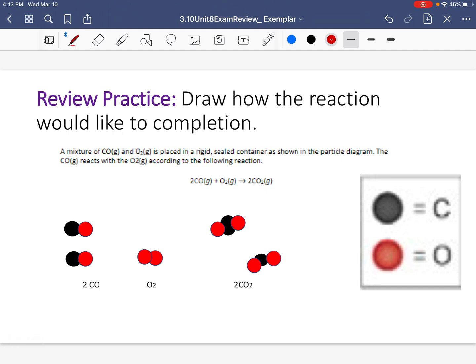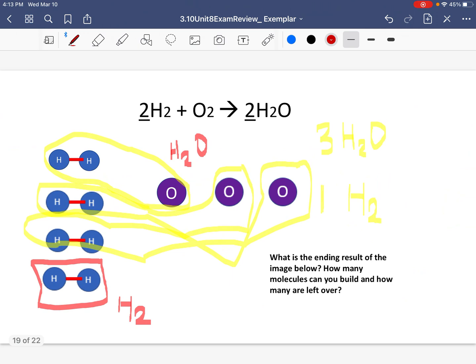For this next one is just drawing. Remember, this number, your coefficient, tells you how many molecules. And the O2 tells you how many elements. So I have 2 oxygen. There's only 1 molecule, as you can see, but this tells you how many elements. So again, always look at your legend and that'll help you answer your questions.